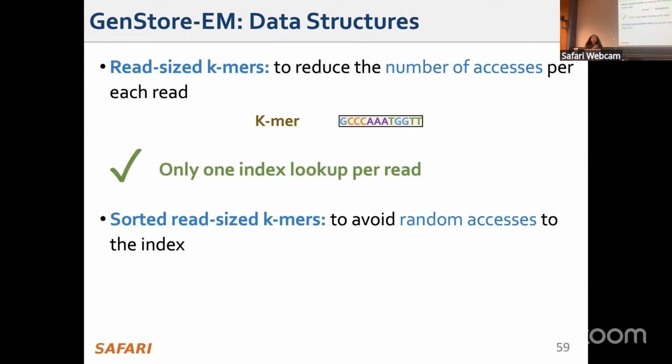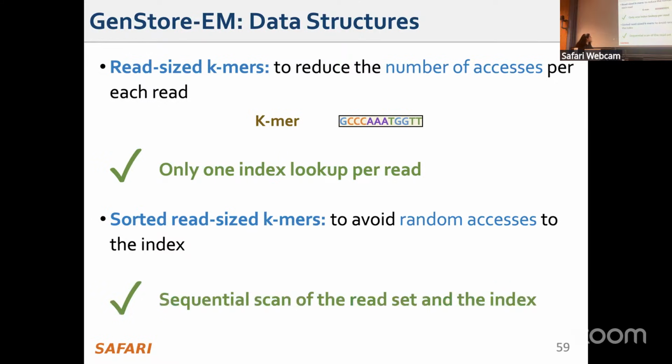Given that we have one access per read, when we are generating the read set we can also sort it offline to avoid random accesses to the index. The index is offline and sorted anyway, and the read set, when being generated, can also be sorted offline. So we can just sequentially scan through two sorted data structures to find their similarities, to see what matches to what. At the end of the day, it's just a simple comparator and a sequential scan.